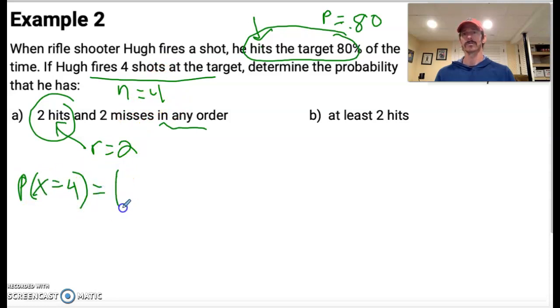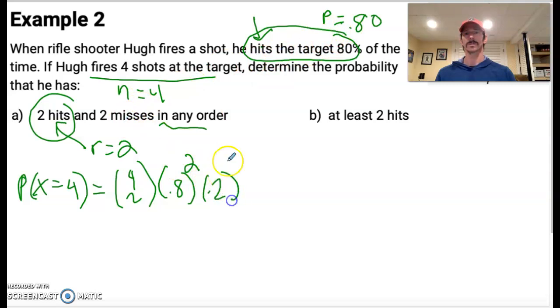And if I did it the old school way, I'd say 4 choose 2. And I would have to say he's 80% of the time he's going to get it twice because I want 2 successes, which means he misses 20% of the time, and that's also a 2. But there's another place you can go in your calculator, so pay attention, kids.